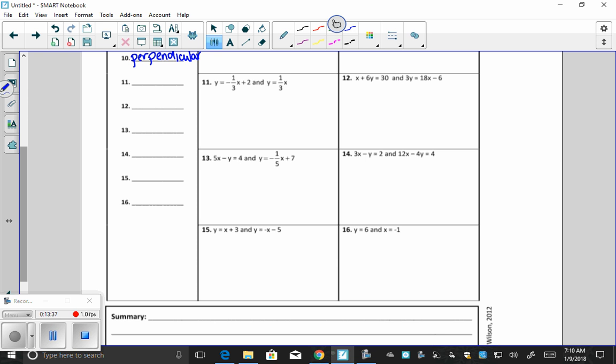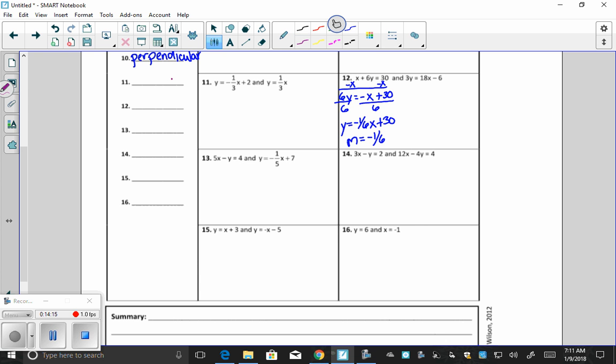Both of my equations are not in y equals mx plus b, so I have to get them into that form. So for my first step on this one, I want to subtract x from both sides. So I'm left with 6y equals negative x plus 30. Divide by 6, and I get y equals negative 1/6 x plus 30, meaning my slope is negative 1 over 6.